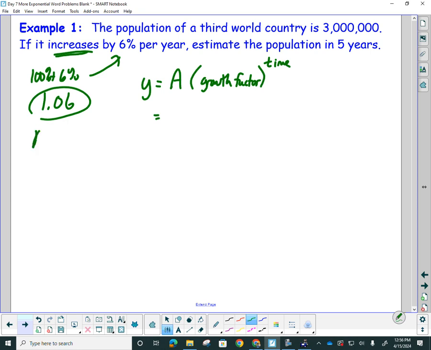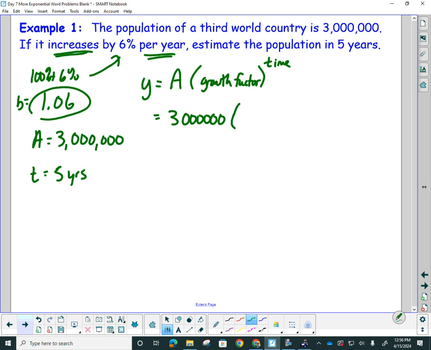Your amount, so this is your base, or your growth factor. The amount starts with 3 million. And our time is over 5 years, because it's going to be 1.06 every year. So we have to do this 5 times. So it becomes 3 million times 1.06 to the power of 5, the number of times that you're calculating this increase.